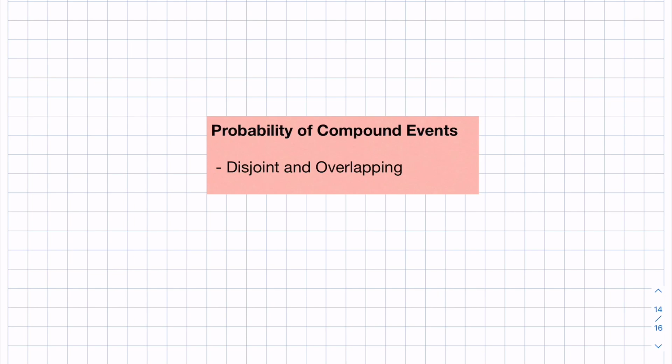Hi, I'm Tinish, and in this video, we're going to do probability of compound events, which could either be disjoint or overlapping events. And I'm going to explain both of them in this video and how to solve for them.